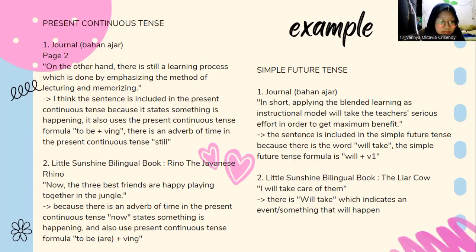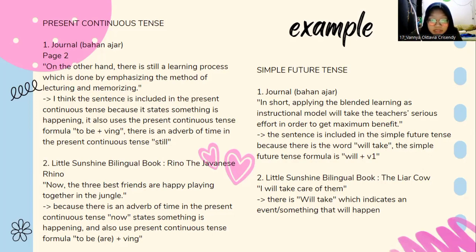Second, Little Sunshine Bilingual, Peter, Reno and Japanese Reno. "Now, the three best friends are happy playing together in the jungle." There is an adverb of time in the present continuous tense, "now", showing that something is happening, and it also uses the present continuous tense formula, to be "are" plus verb in V-ing. Next is the simple future tense from the journal.